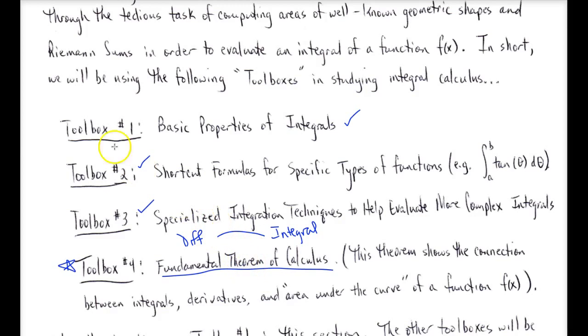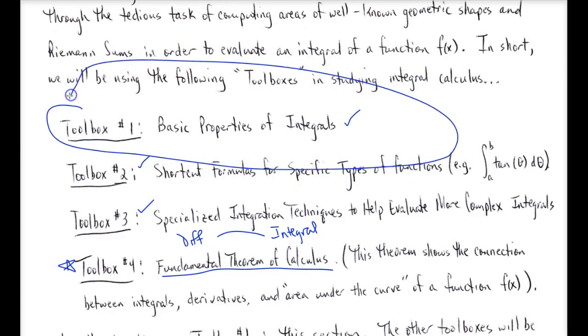So again, right now we'll be focusing on toolbox number 1, but in other videos we'll do some of the more specialized things and the fundamental theorem of calculus. We'll also take a basic look at that in this video. Now let's look at some of those basic facts or basic properties.